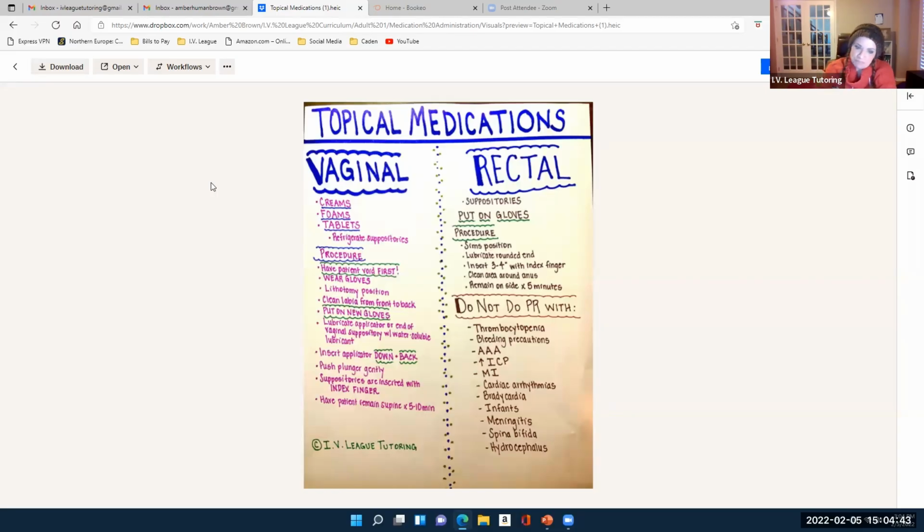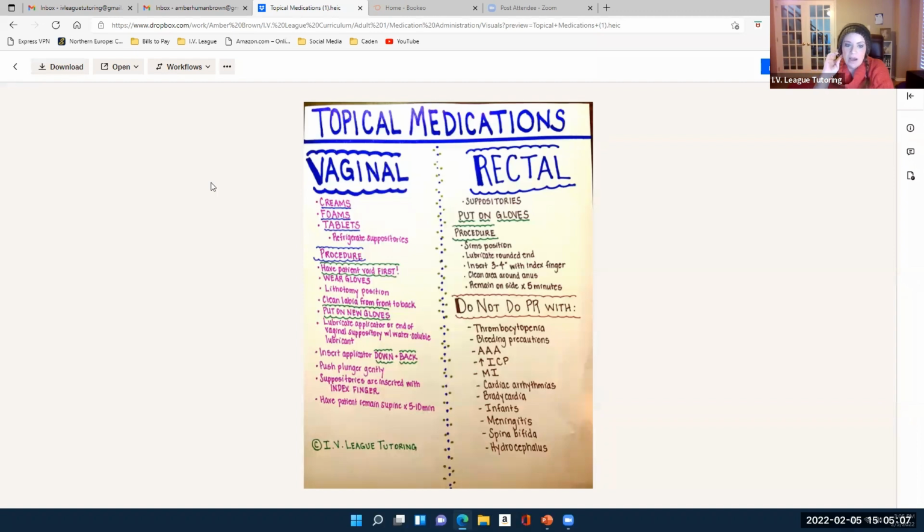Okay. So if you're giving something vaginal, it can come as a cream. Usually that will come with an applicator, like a Monistat or something like that. There are some foams that can be applied. And there are tablets, but they're really little suppositories. And those also have an applicator because you have to put it far enough into the vagina so it won't come out if they cough or sneeze or something.